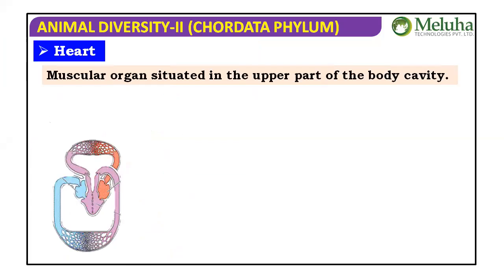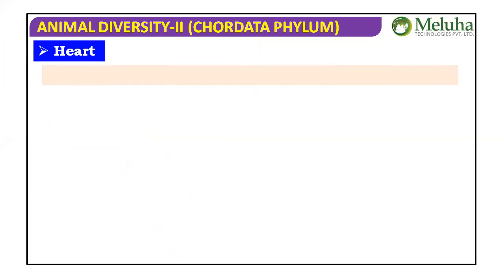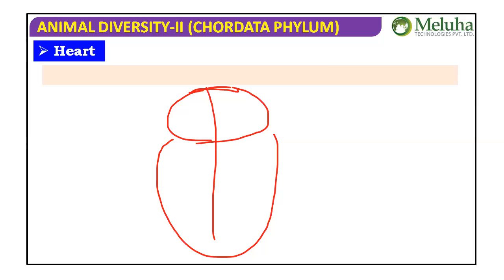It is a muscular organ situated in the upper part of the body cavity. Here again, before we go to the heart of the frog, as I explained in the case of fishes also, we should know about ourselves. What is exactly the highest developed thing? If you know that, then you can understand what the difference exactly is. So that's why I'm doing this here.